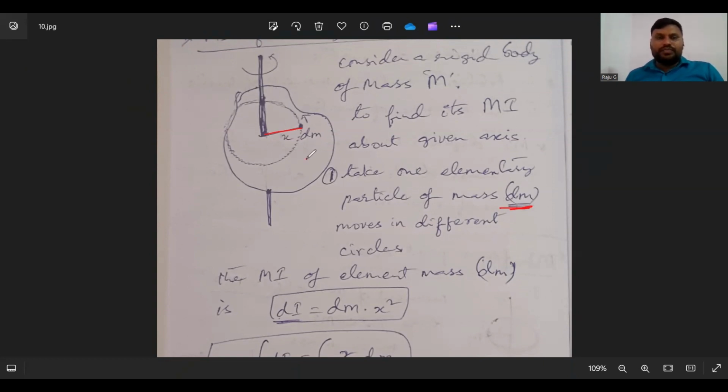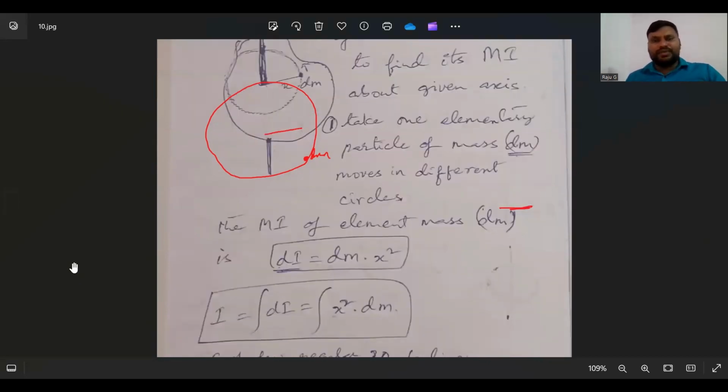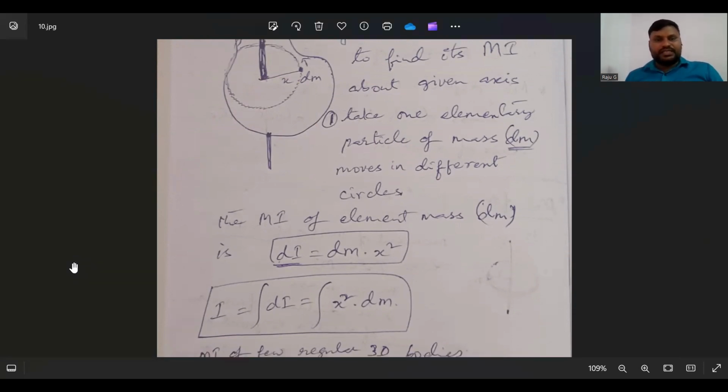If you consider one more particle of mass dm, it also moves about this axis in a circular path. The moment of inertia of the element mass dm, we can find as it is just a point particle about an axis. As we already learned in the previous example, dI is equal to dm mass into x square, distance from the axis squared. dI equals dm into x square.